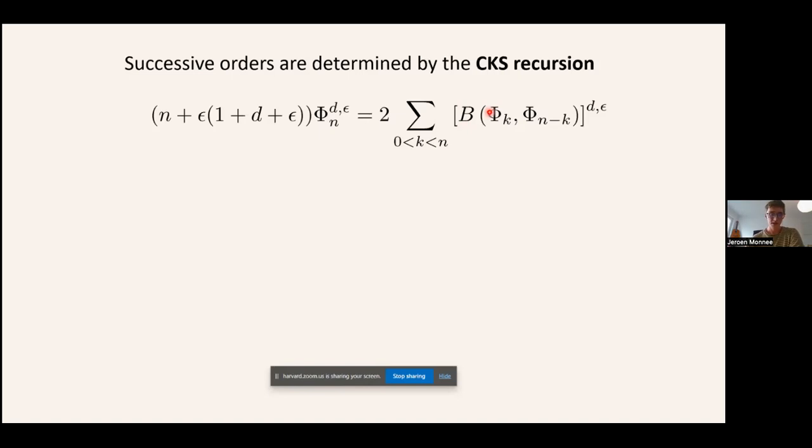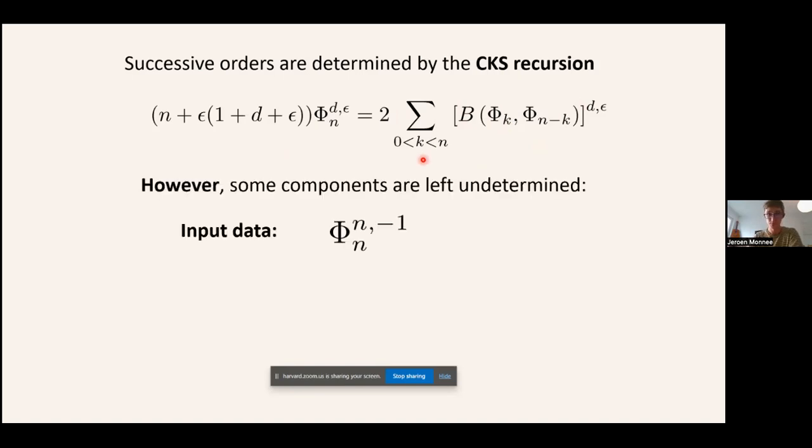Now, what I want to emphasize in this relation is that here on the right-hand side, it's not just the phi n minus 1 that appears, but it's all the previous phi's, okay? So this can be a very complicated expression, but you could put it on a computer and you can go to as high order as you like.